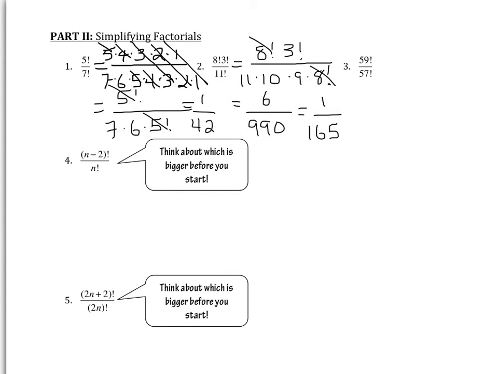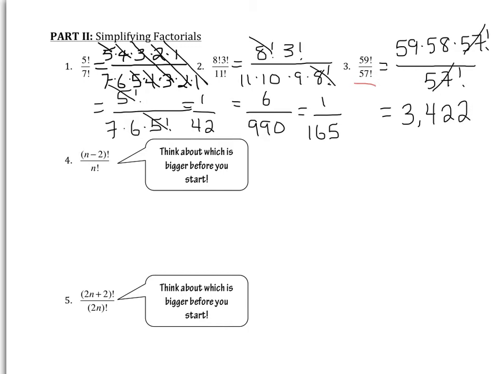Okay? And then example 3 should be easy. I compare my numerator and my denominator. The 59 factorial is bigger, so that's the one that I want to expand because I expect that it will encompass the term in the denominator. So we'll do 59 times 58 times 57 factorial. And then that's exactly what's downstairs. So these cancel, and then you're left with 59 times 58, which is 3,422.